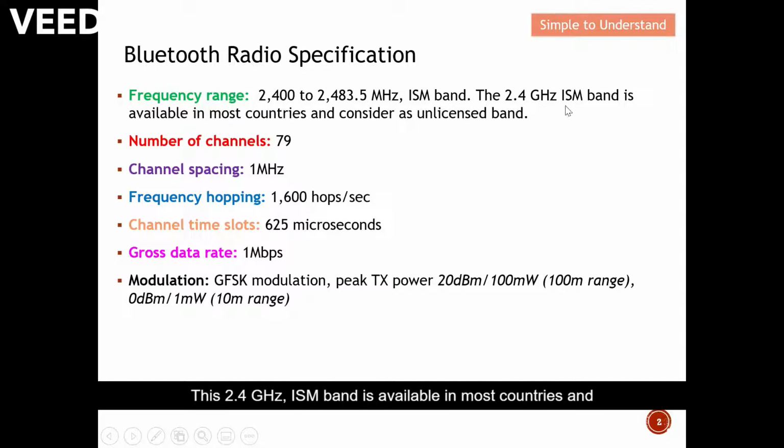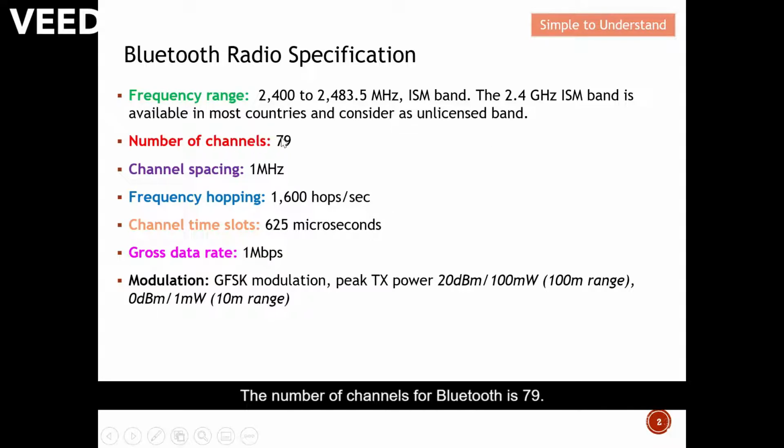This 2.4 gigahertz ISM band is available in most countries and considered an unlicensed band. Which means that in most countries, this frequency band is free and available for anyone to use. You don't need to apply to use this frequency as long as you comply with the country regulation. So this is the meaning of unlicensed band. You are free to use the band. You don't need to apply when you use this band, but you need to ensure that the emit power, for example, obeys the regulation.